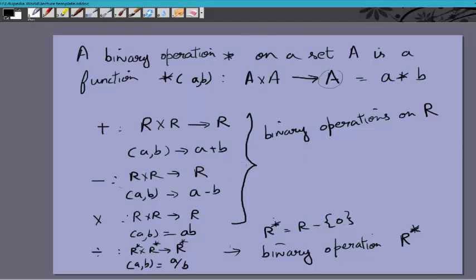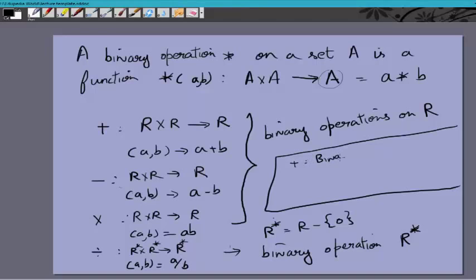Now, they can be defined on subsets of R as well. So, for example, if you take addition, it is also a binary operation on N. Let me just remind you of what these are. R is the set of real numbers, Z is the set of all integers, N is the set of all natural numbers. So plus is a binary operation on N, because you go from N cross N to N. That means you add two natural numbers, you'll always get a natural number.